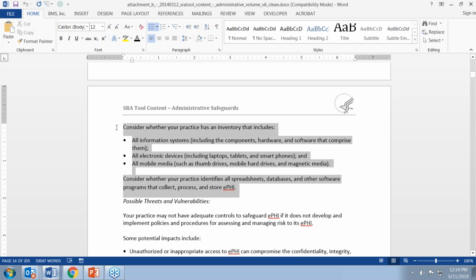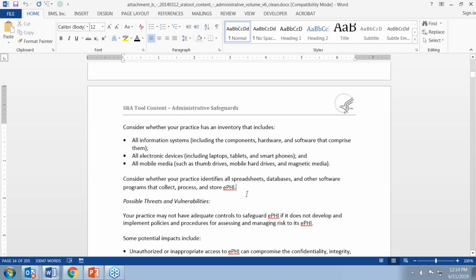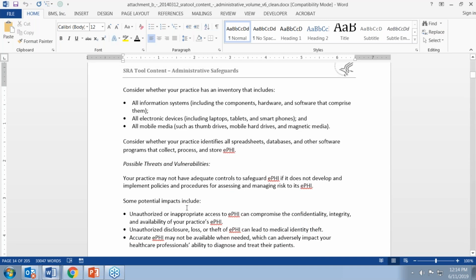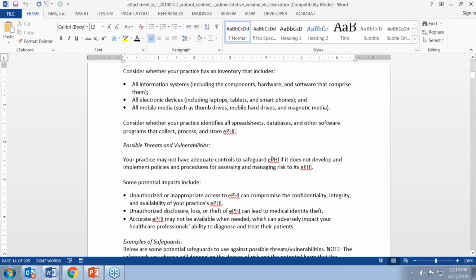So each of us, no matter the size of our practice, has some of this, right? We have our patient information documented somewhere, presumably on a device that leads to the internet, whether it's a thumb drive or a mobile phone or a computer. We have all this stuff. So the government goes on to tell us that we may not have adequate controls if we click no, that we don't have a policy and procedure in place.